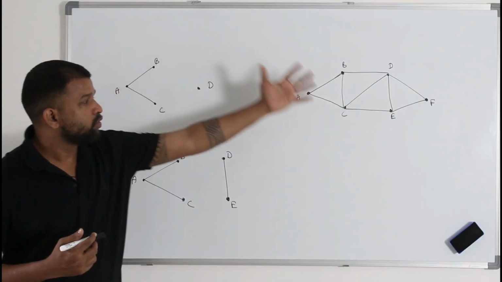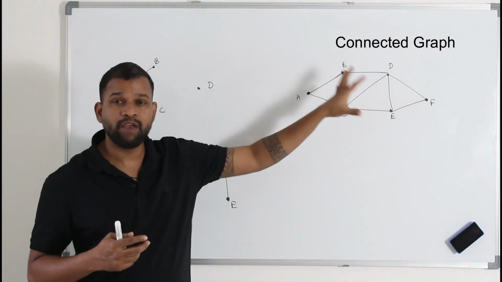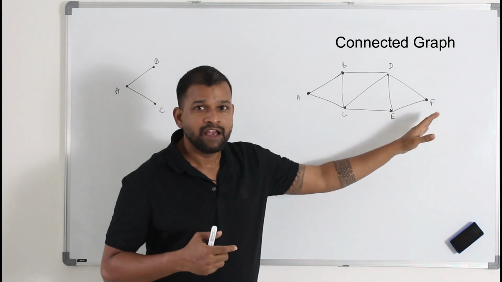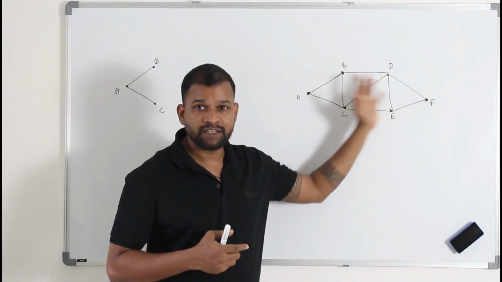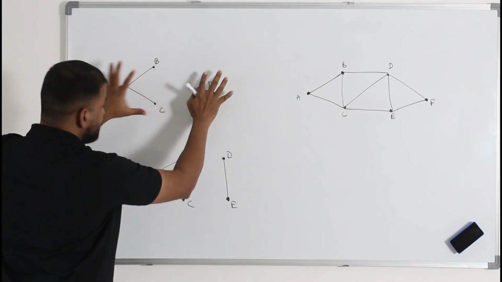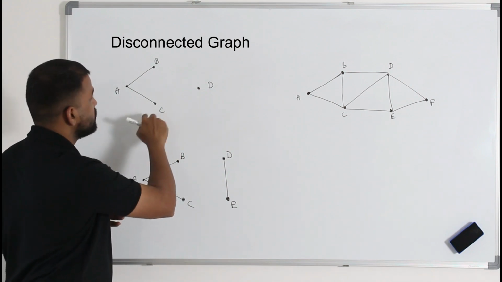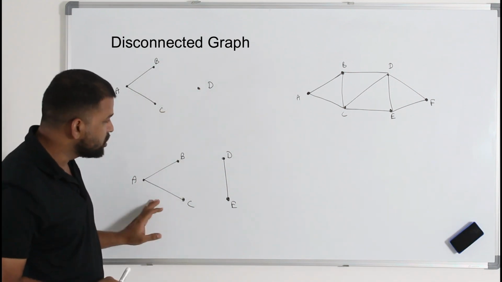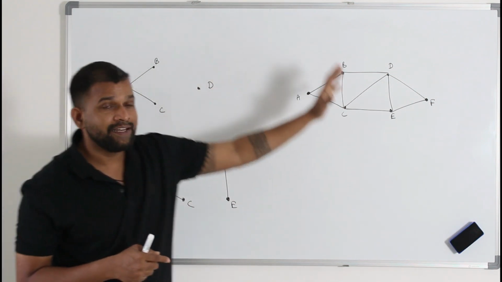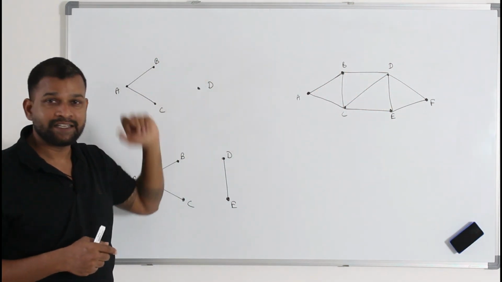Now look at these two different types of graph. This one is called a connected graph. Why do we call it a connected graph? Look at all the vertices A, B, C, D, E. All the vertices are connected. But here, this is a single graph, but D is not connected with any of the other vertices. So this is a disconnected graph. This is also a disconnected graph. So in a graph, if all the vertices are connected, we call it a connected graph. If not, it's a disconnected graph.